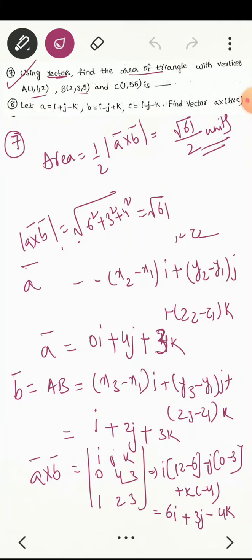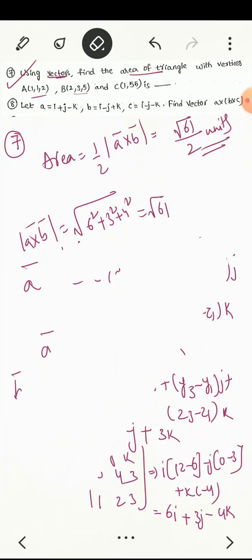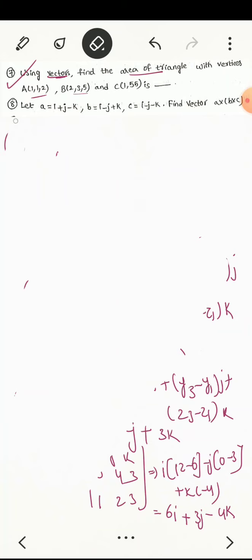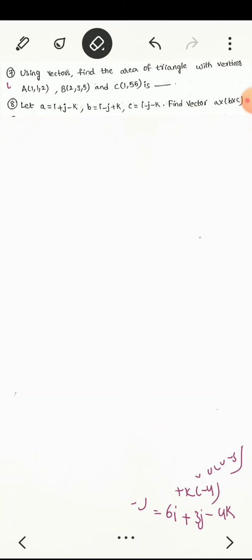So let us solve problem number 8. They have given A, B, C as three vectors, and they are asking for A cross B cross C. Can't you do that? Just now I have told you. Okay, so let us start doing that problem.